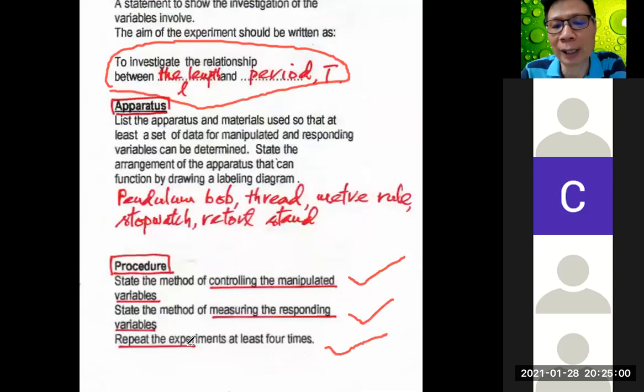Then after that, the repetition referred to here is in your statement, which should be like this: the experiment is repeated by increasing the length of thread to 50 cm, 60 cm, 70 cm, and 80 cm. You must write like that. At least 4 times, right? Just now we said 40 cm, after that you must add another 4. That is called repetition, okay? You must write. So the whole procedure gives you 3 marks, okay?